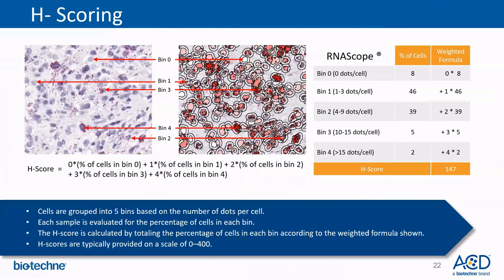The H-score is related to the semi-quantitative scoring method. The difference here is that the bin value is multiplied by the percentage of cells falling into that bin, with the resulting score landing in a range of 0 to 400, where a score of 0 indicates that none of the cells express the marker of interest, while a score of 400 indicates that 100% of the cells fall into bin 4, indicating that all the cells express the marker at the highest possible level.